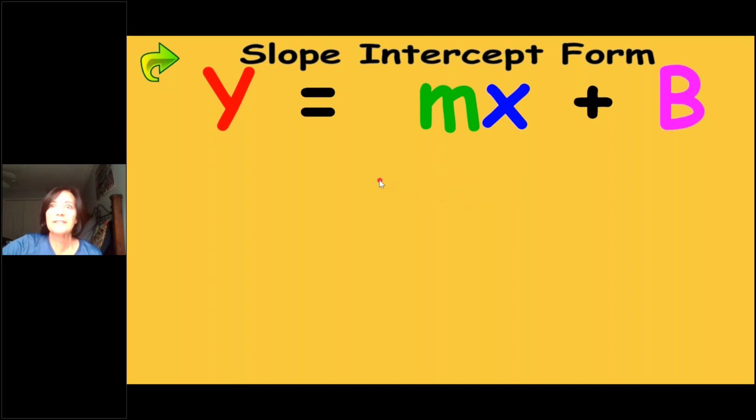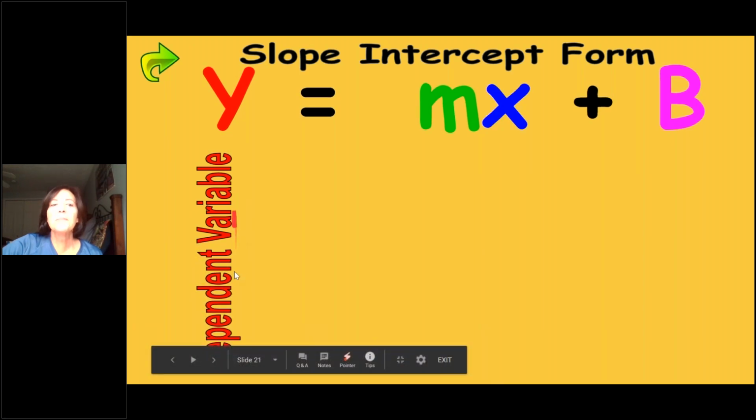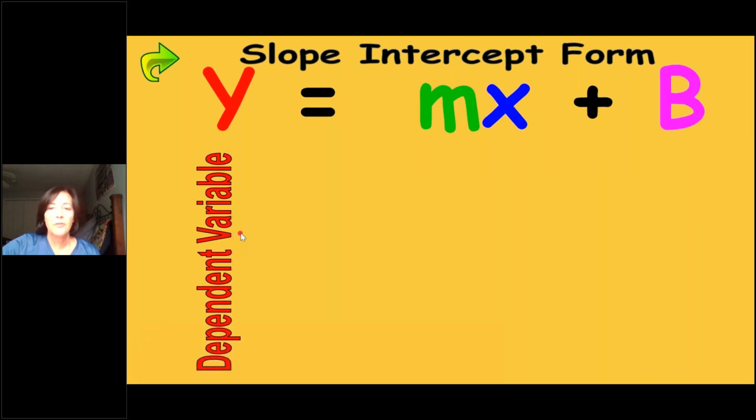I've done several lessons on this subject that you could go back and watch the videos, but here's another one. In the position for y, that's where your dependent variable is going to be. For our purposes, we're just going to leave the letter y there.